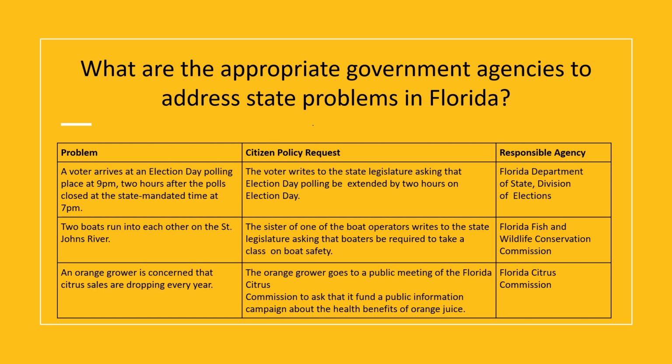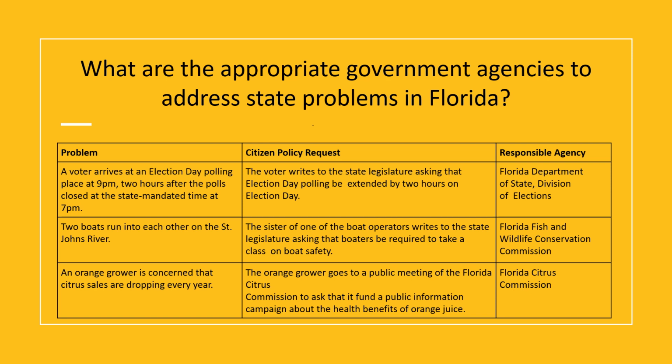But the citizen might still believe that a 9 o'clock closing time is a good idea so that more people might be able to come out and vote. So that person would write to the state legislature asking that election day polling be extended by 2 hours on election day. The responsible agency is the Florida Department of State. The Division of Elections functions within the Florida Department of State.